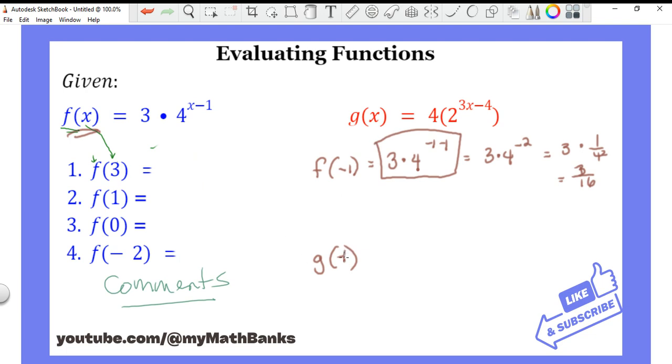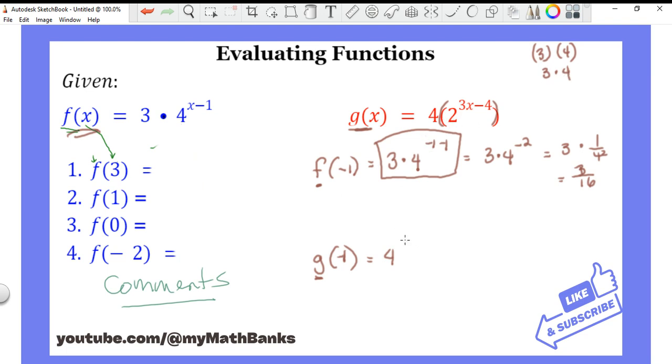Now the next one is g of negative 1. Since this is a g and not an f, you will use the g function. That would be 4 times the parentheses of 2. This is written a little bit differently because this one has a dot, which means 3 times this, while this is 4 times the parentheses. They actually mean the same thing, because when you do 3 times 4, that's exactly the same as 3 dot 4. They're both multiplication. So do not be fooled.